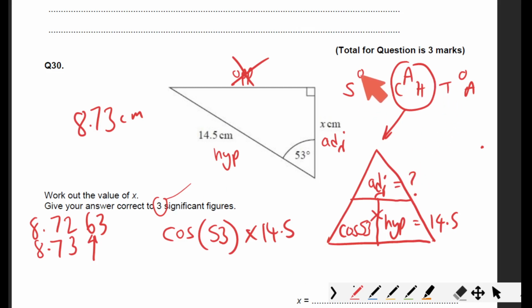Right, just remember to just write down SOHCAHTOA. Otherwise you could end up making a silly mistake choosing the wrong triangle and getting things wrong. Okay, that took me 5 seconds to write down. Doesn't do any harm to write it down.